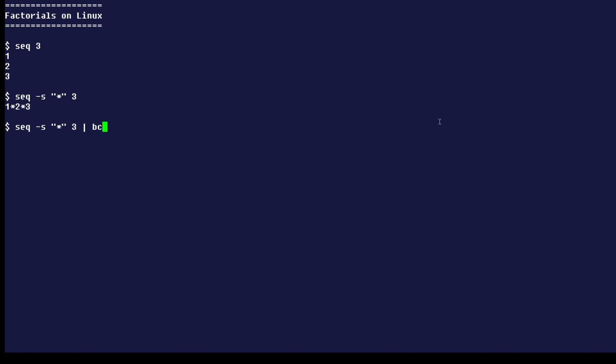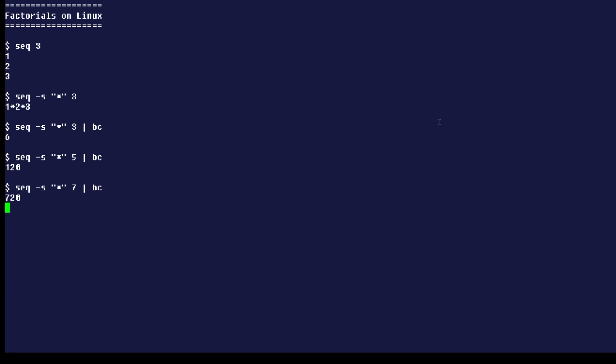Now all we have to do is pass the output of that command to bc and it will do the calculation for us. So you can see it's equal to 6. And just so you can see how factorials grow, if we said 5 instead of 3, the response would be 120. If we said 7 instead of 5, it would equal 720. So factorials grow very quickly.